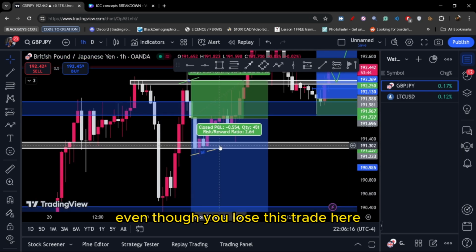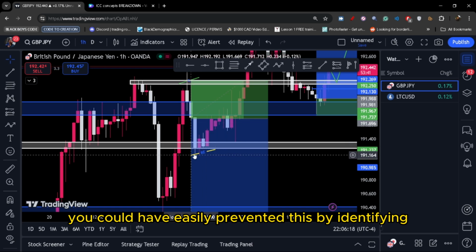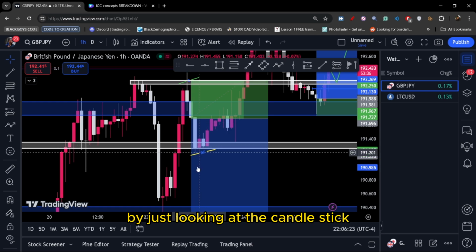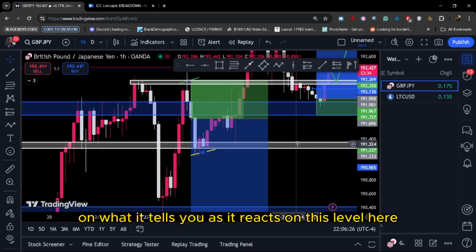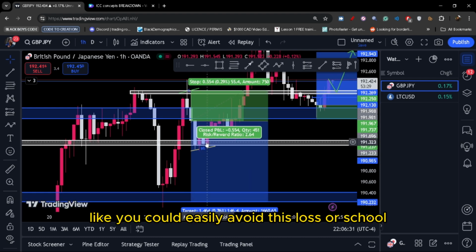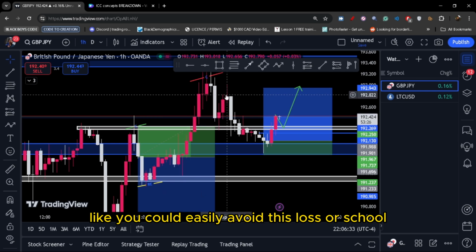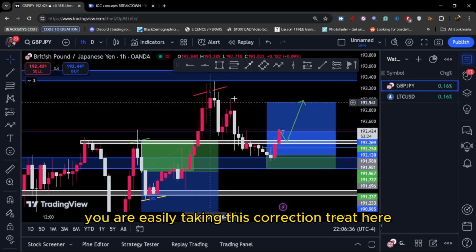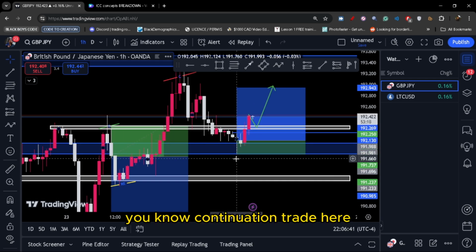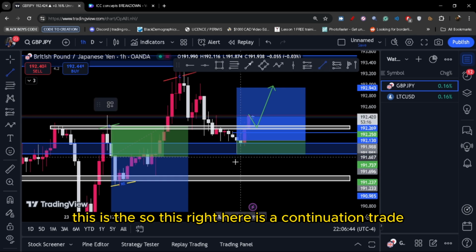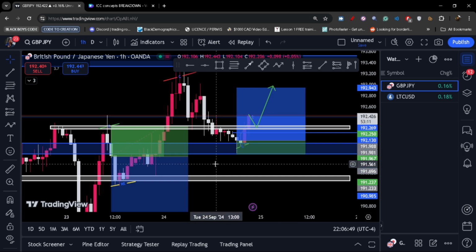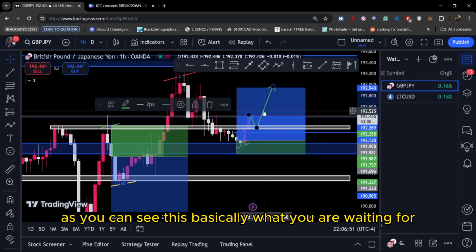Even though you lose this trade here, you could have easily prevented this by identifying that this was the reversal trade, right? You can easily identify that by just looking at the candlestick and what it tells you as it reacts on this level here, right? And then, guys, you could easily avoid this loss, or you could have easily taken this correction trade here, or you'd have easily taken this continuation trade. So this right here is a continuation trade. Boom. And then I'll just put this like that. Boom. Right, as you can see, this is basically what we are waiting for.